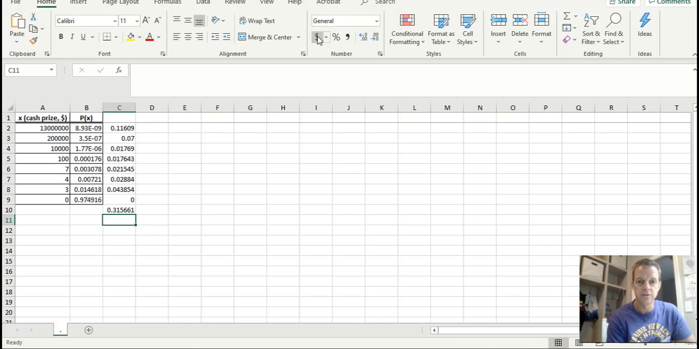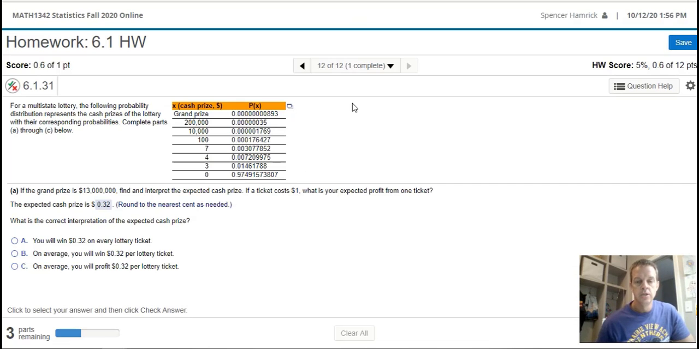Now I'm going to change that to dollars because this is a dollars problem. If you click that little dollar symbol, it will round it for you. So now we can go back over to the problem, and that's going to round that up to 32 cents. So let's go back over to the problem now. So as you can see there, I put in 32 cents, and that was the correct answer.